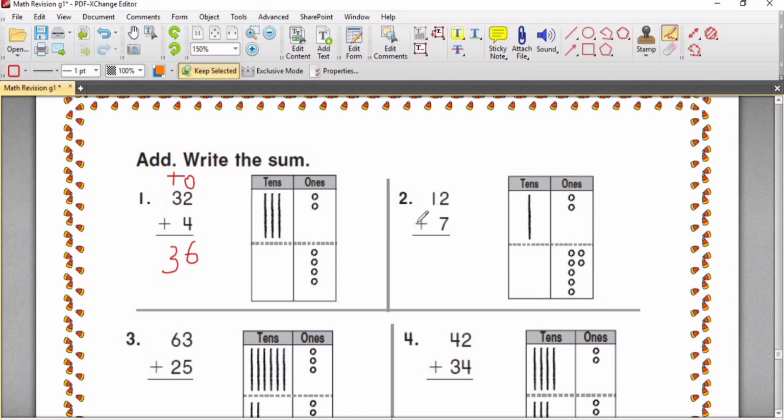Here we have 12 plus 7. Like we said before, when we add numbers, we start from ones. So 2 plus 7 equal 9. And we will drop the 1, okay, because here it's an empty place.